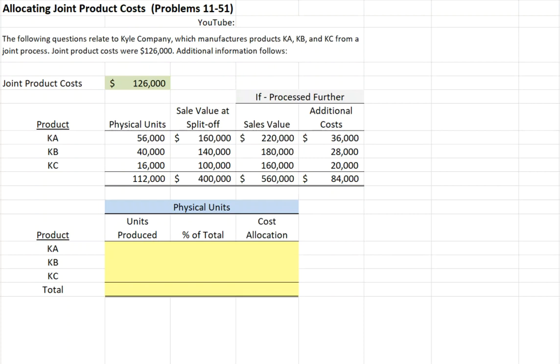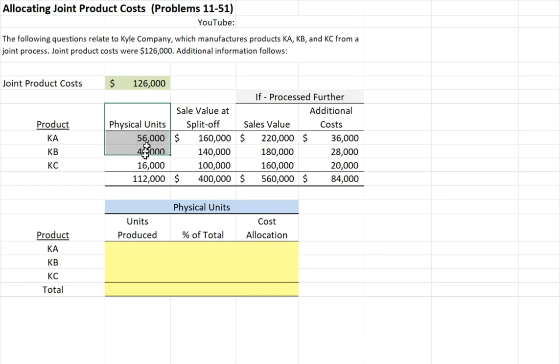In this video, we're going to allocate joint product costs using our physical quantities method, relative market values at the split-off point, as well as the net realizable value if processed further. The following questions relate to the Kyle Company, which manufactures products Ka, Kb, and Kc from a joint production process. The joint product costs were $126,000 with the additional following information.